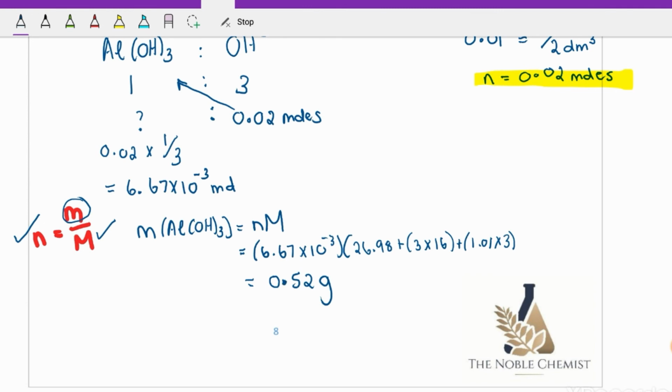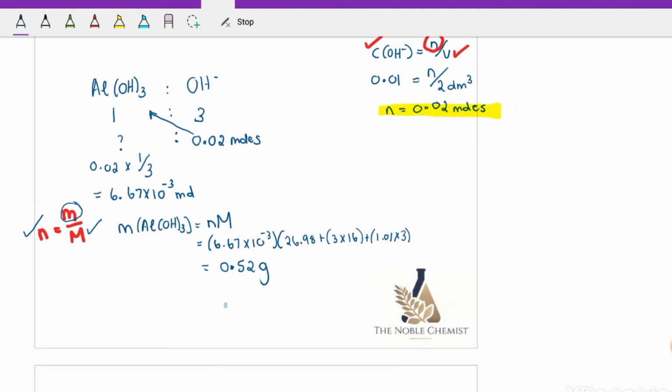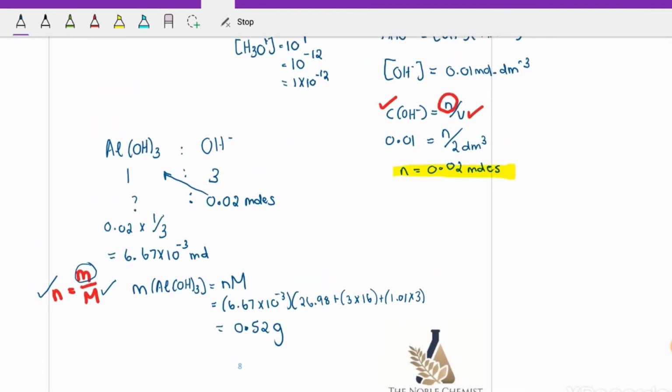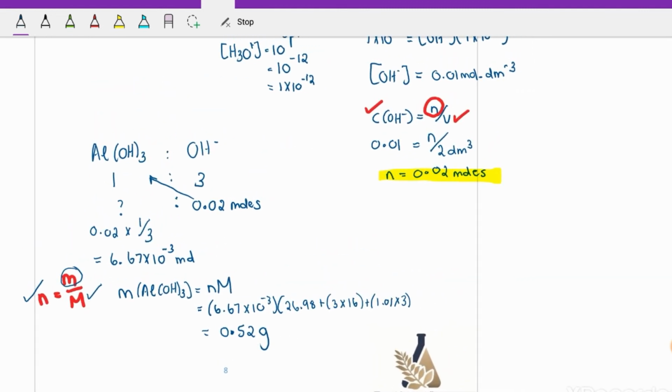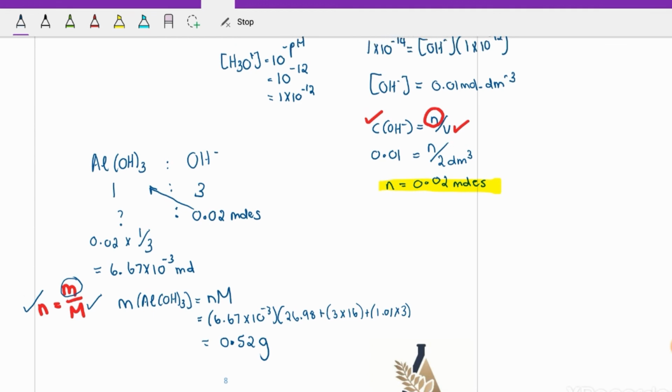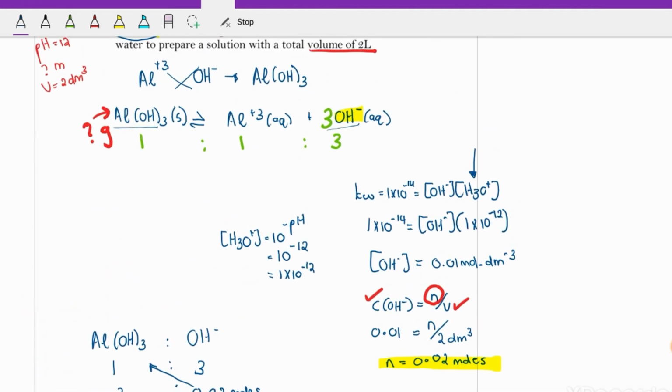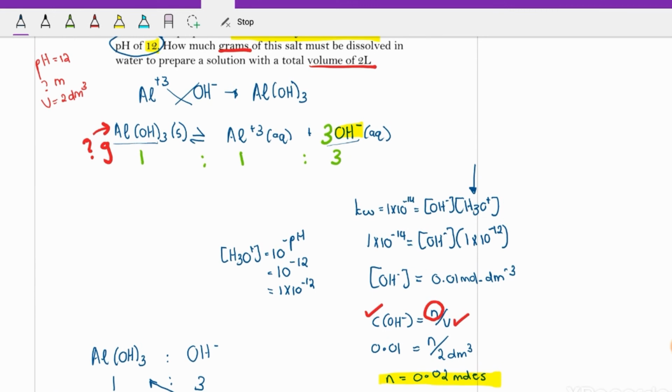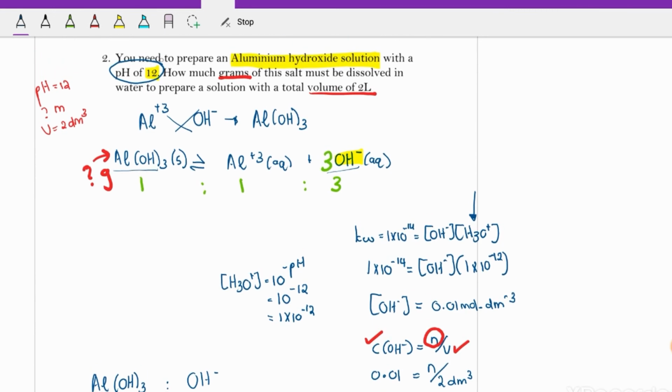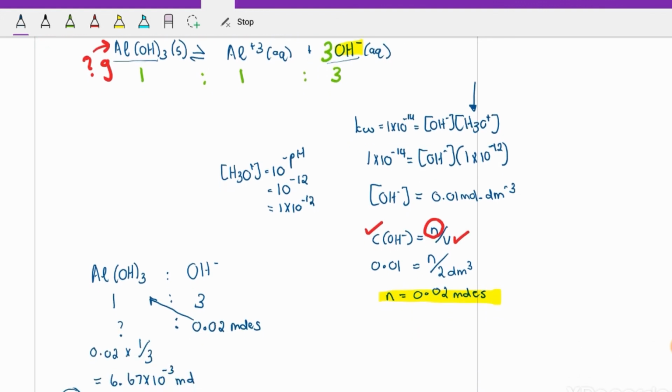Okay, so I've showed you just now that from the given information, you can calculate the mass required that you need to dissolve in 2 liters of water to get a pH of 12. Okay, so I hope that was useful. It's quite a lot to take in.